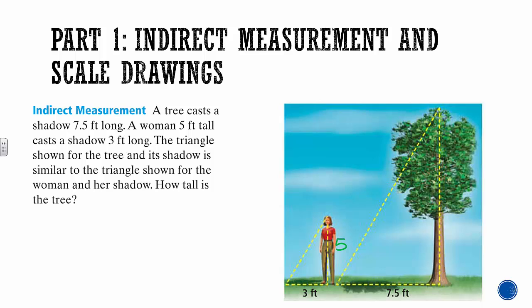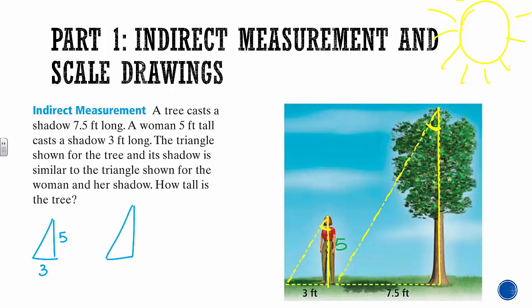Basically what happens in this problem is we have the sunshine up here, and it hits both the tree and the human. Because of that, it casts this shadow. That makes this angle right here in the triangles exactly equal, because we're assuming they stand straight up and down. The sun is coming down, casting both of these shadows. So we have two similar triangles. We have one that's 5 and 3, and one that's 7.5, and we don't know the other.